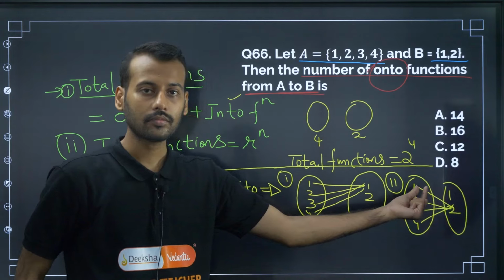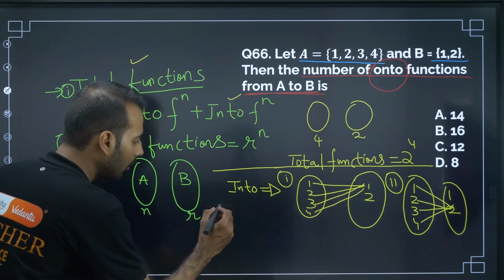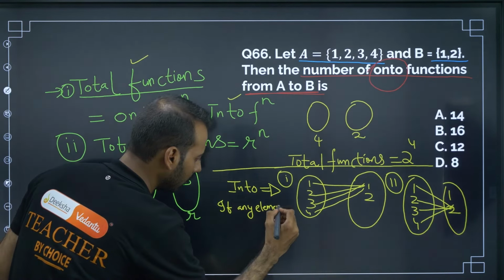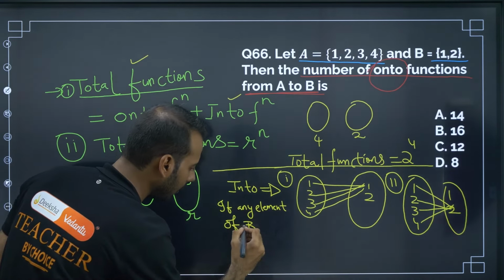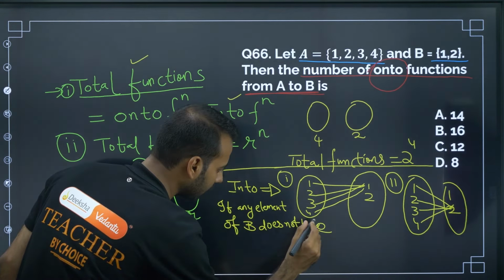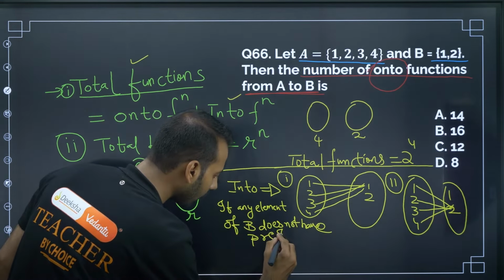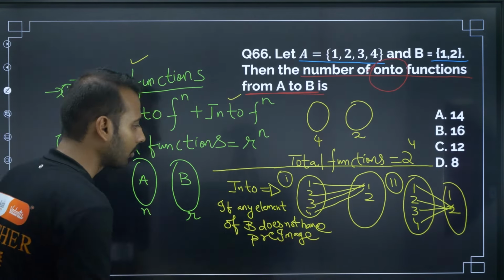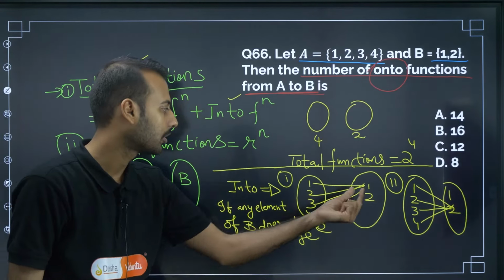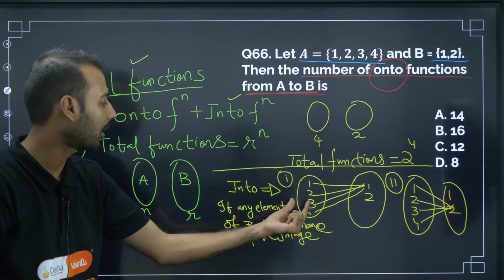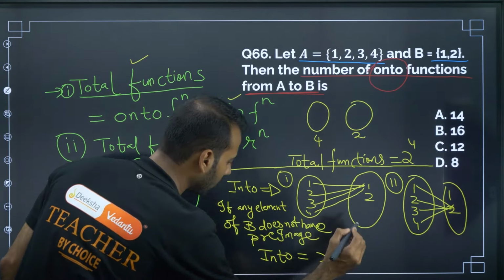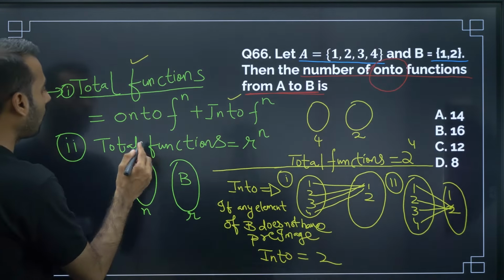Into means if any element of B does not have a pre-image. Suppose I am considering this one, this does not have a pre-image, so it is an into function. Only two possibilities are there. So how many into functions are there? Into functions are 2. So now what are they asking?